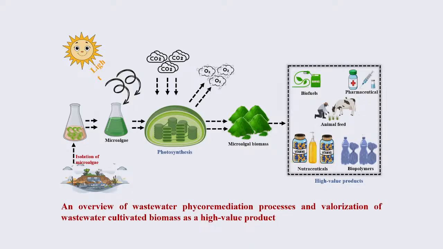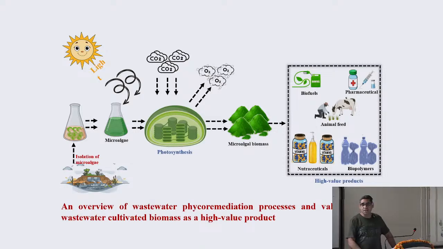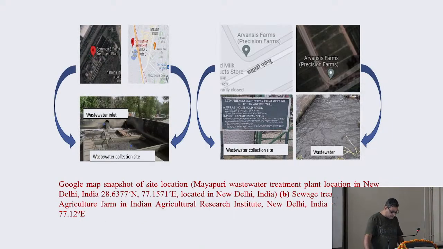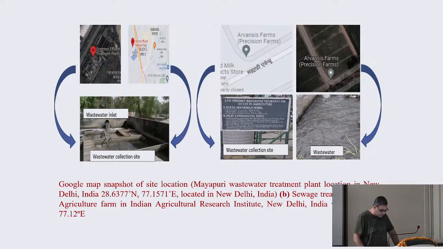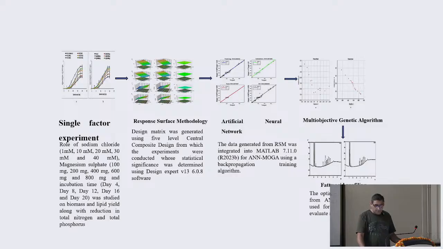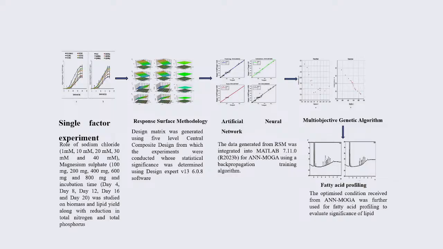So our target was isolation. Then we work with this microalgae and see how high value products can be generated. This is the sample site. It is in Delhi. Those who are from Delhi know it. It is a major sampling site, in the Narayana industrial area. This wastewater site was taken, Mayapuri also, because they are the major sites. Then we did the single factor optimization, then with the role of salt, that is sodium chloride, RSM was designed, then the AI based platform as described earlier, and then we did the multi-objective optimization.